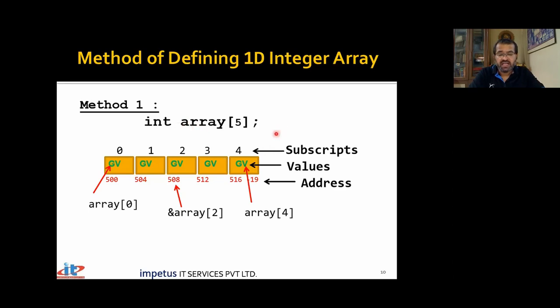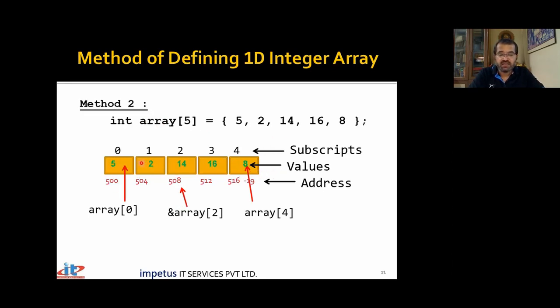But creating an array with garbage values is not a very good idea. So you could always initialize this array. What you could do is say int array of 5. So I'm saying I have a group of 5 variables of type integer, and this entire group is given a name, array. And I have also given a set of initializers.